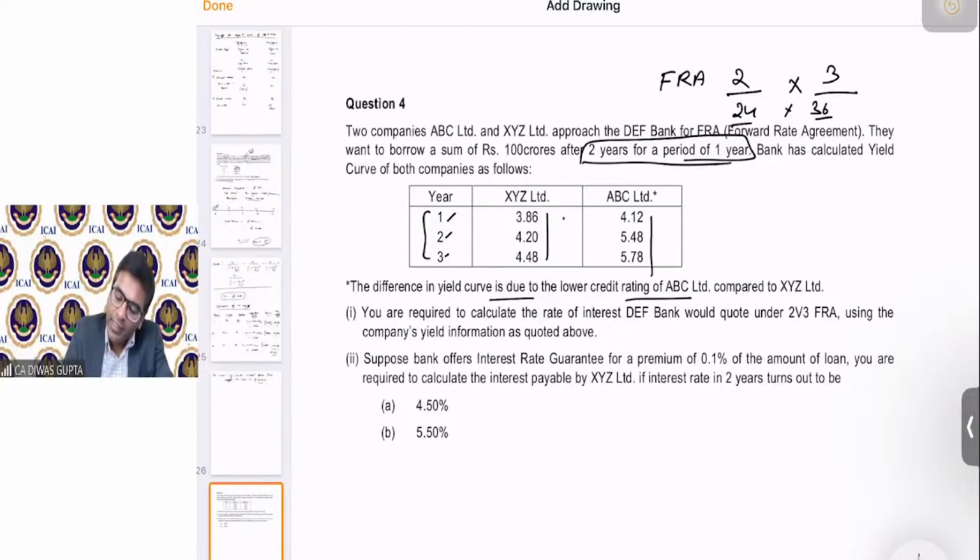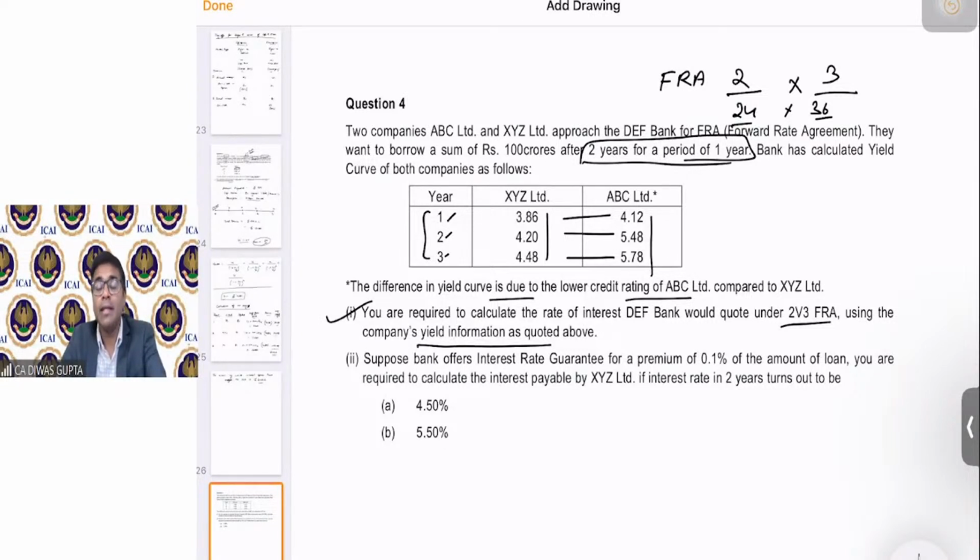So that is why, if you see everywhere, the interest rates are higher. You are required to calculate the rate of interest DEF Bank would quote under 2 by 3 FRA using the company's yield information as quoted above. So they're asking us to calculate the rate of interest that will be quoted by DEF Bank to both of these companies.